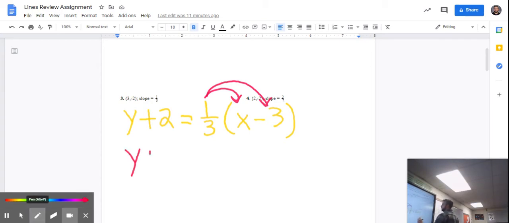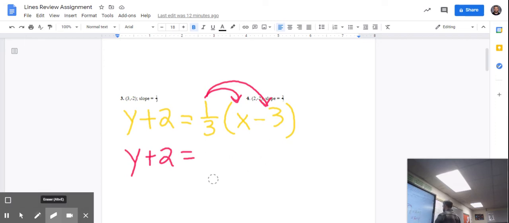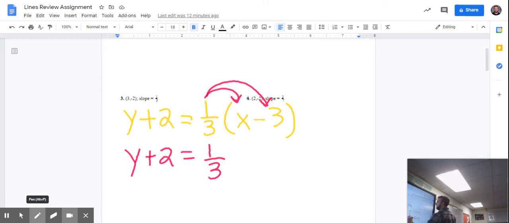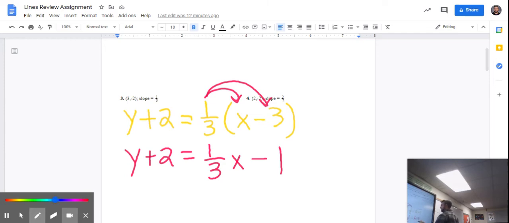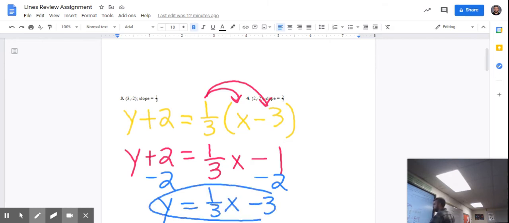Okay, so y plus 2 is equal to 1/3 x, and then 1/3 times 3 is just going to be 1. Alright, no mistake, no big deal. 1/3 x, and then minus 1/3 times 3 is 1. Okay? Again, this is close to what we want, but the only difference is we have that plus 2 on the left side. We have to get rid of that by subtracting 2, and you get y equals 1/3 x, and then minus 3. Okay? Good.